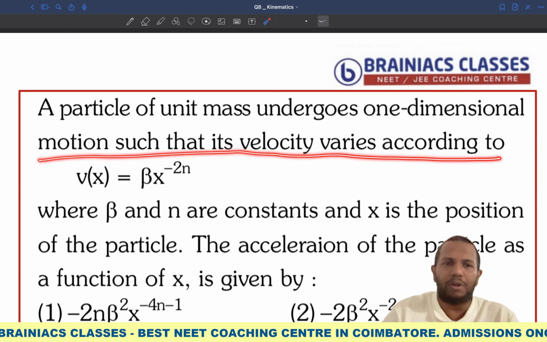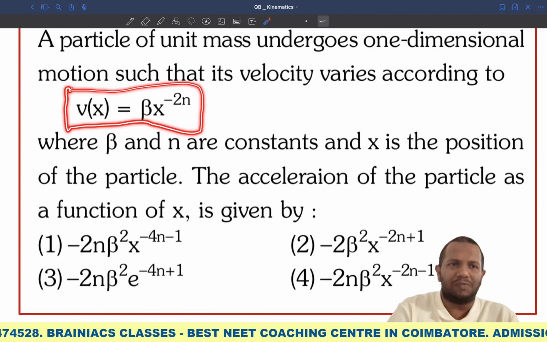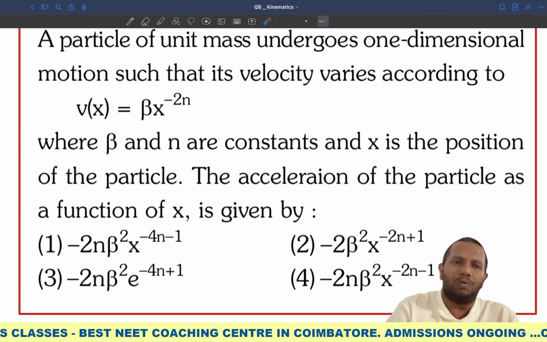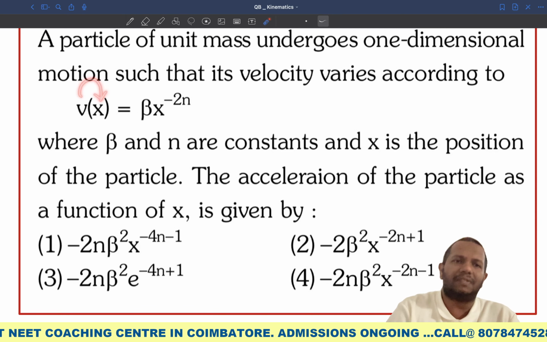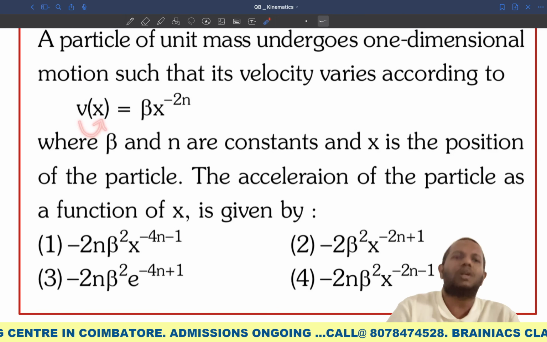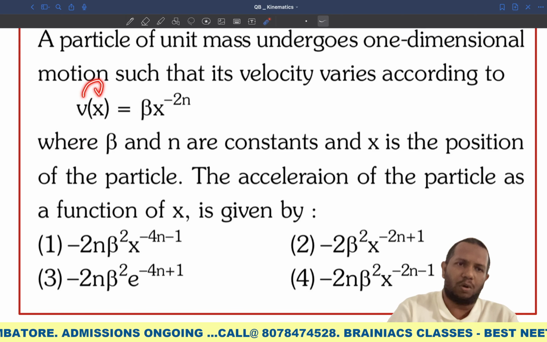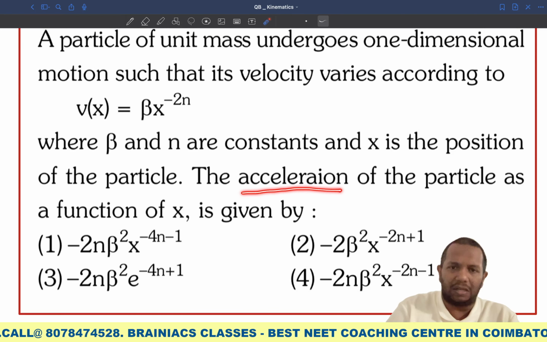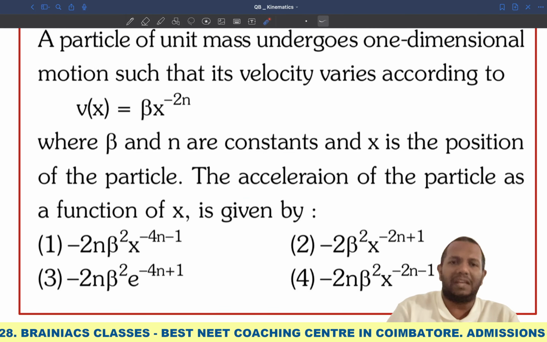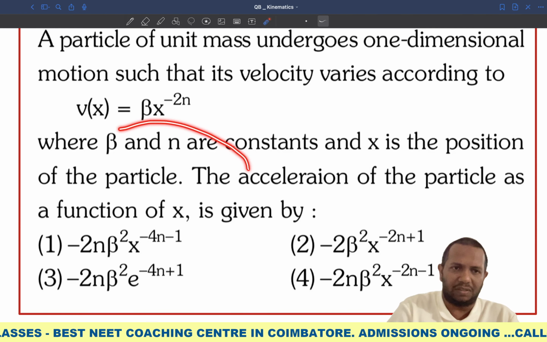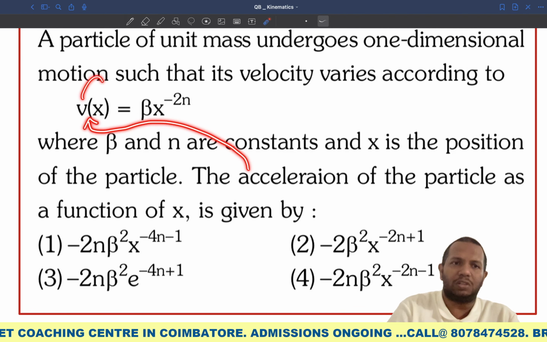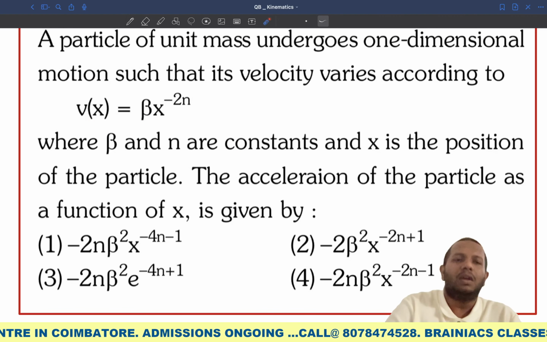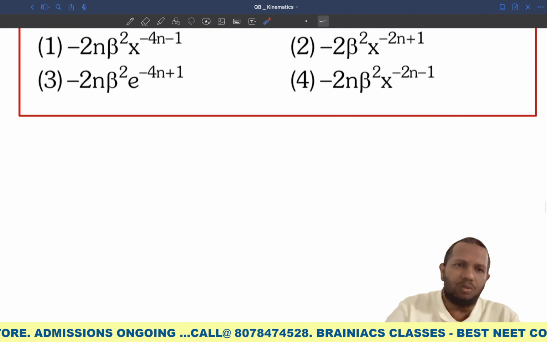So here the most interesting fact about this question is this particular equation. Why is it most interesting? Because in most of the questions that we do, usually we see velocity as a function of time, or we see displacement as a function of time. Now here we can see velocity as a function of distance. So we need to find the acceleration of the particle, but we also need to identify an equation which connects acceleration with velocity, and this velocity should be a function of distance. So we will try to find that and solve it.